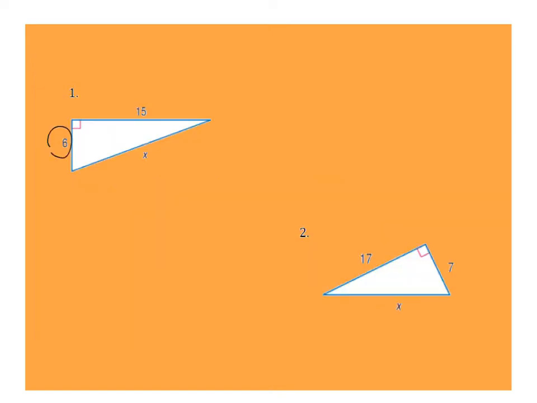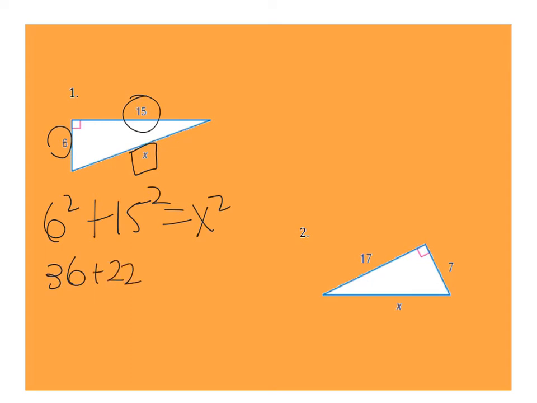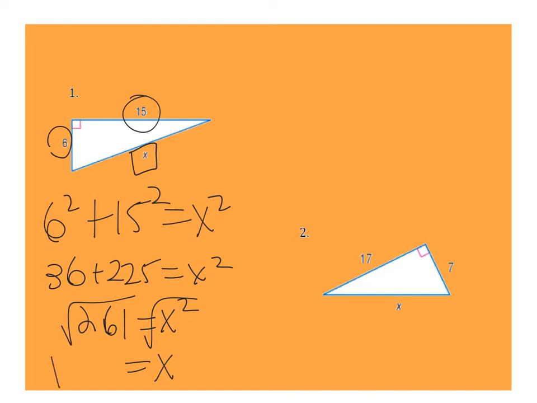So in number 1, 6 is a leg, 15 is a leg, x is your hypotenuse. So I go 6 squared plus 15 squared equals x squared. So that's 36 plus 225, which is 261, equals x squared. Now to get rid of that, I need to take the square root of both sides. So my answer will be 16.15, rounded.